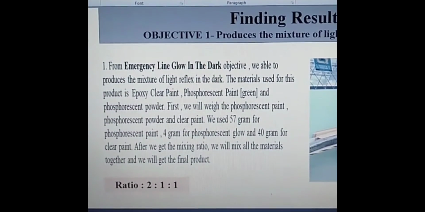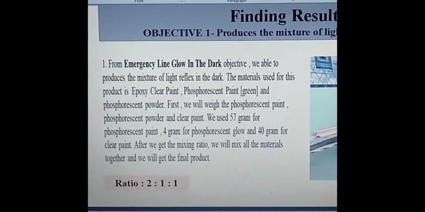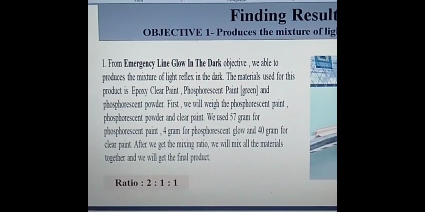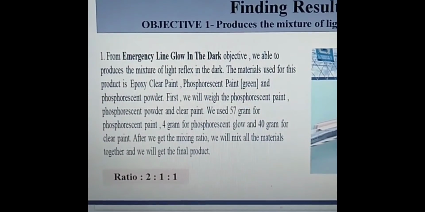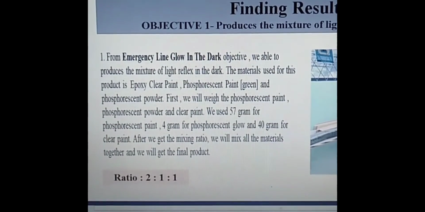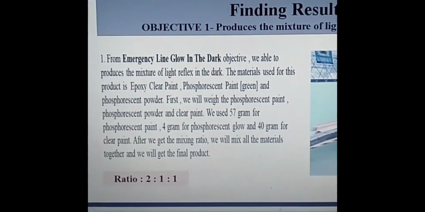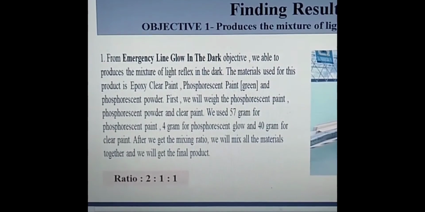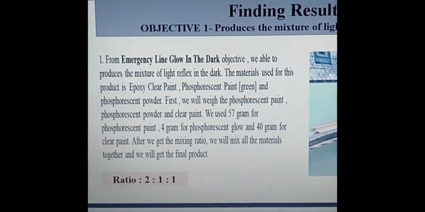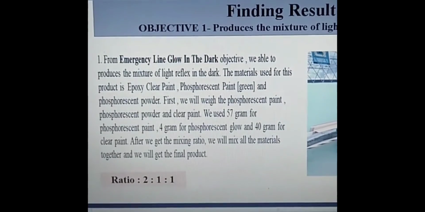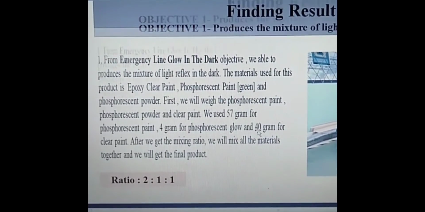I'm going to present our finding results. So from objective 1, produce the mixture of light reflects in the dark. We have managed to produce a glowing paint by mixing glow powder, glow paint, and epoxy clear paint. We weigh all three materials and use the following ratio: 2 glow paint, 1 glow powder, 1 clear paint. And the ratio is shown above.